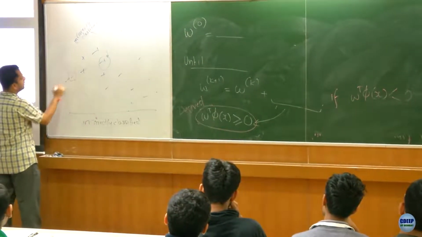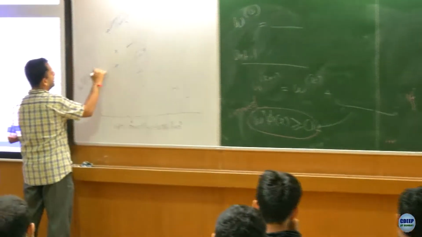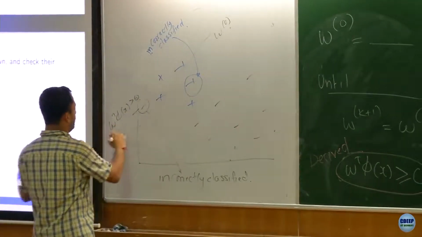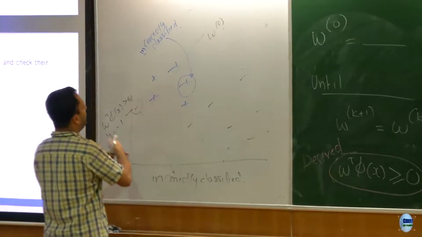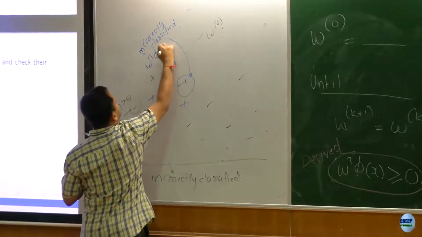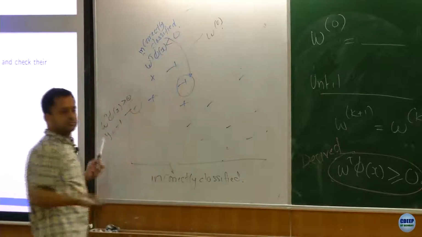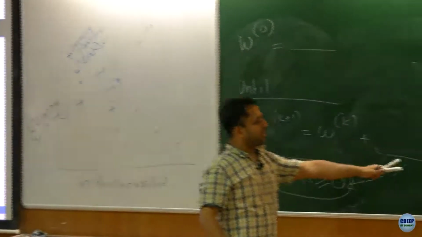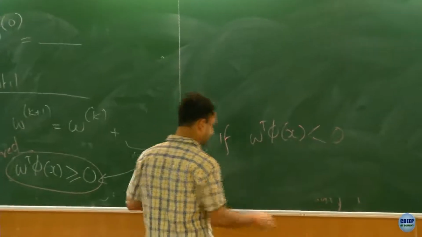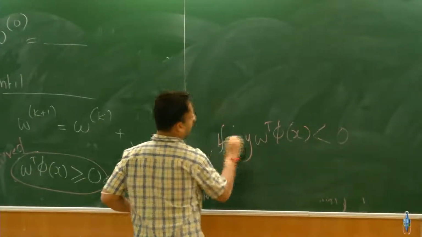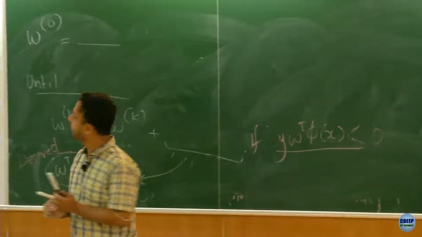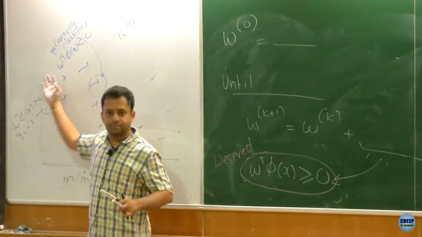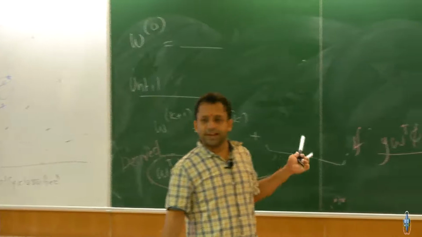The negative point, W transpose phi x is, let us say, greater than 0 for this negative point. For this positive point, W transpose phi x is less than 0. That is why we say it is misclassified, right? So in summary, sorry, I meant y times W transpose phi x is less than 0. In both cases, y times W transpose phi x is less than 0. Then I know that it is misclassified and therefore I have to update.